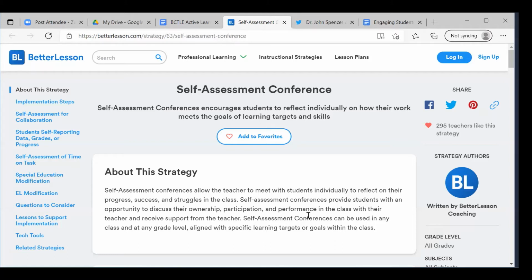So that's self-assessment in a nutshell, but the conference is a game changer. There's no more example of being an active learner than sitting with your professor and saying, here's my learning. It's kind of the moment I want you to have with that.